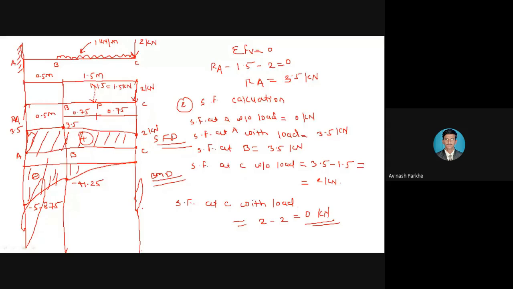But maximum times you will get SFD in the positive region only, and you will get BMD in case of a negative region only. So this is about one more problem related to the cantilever beam. Now one more problem we will take. If that cantilever beam is subjected to a couple, then how to go for the SFD and BMD for that particular beam.